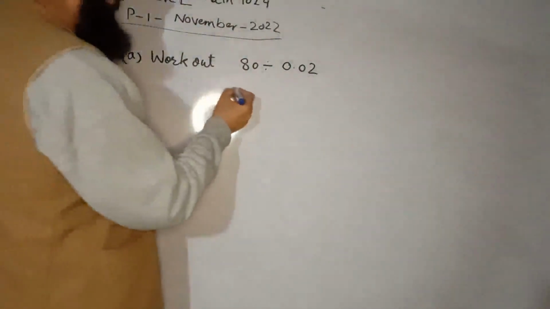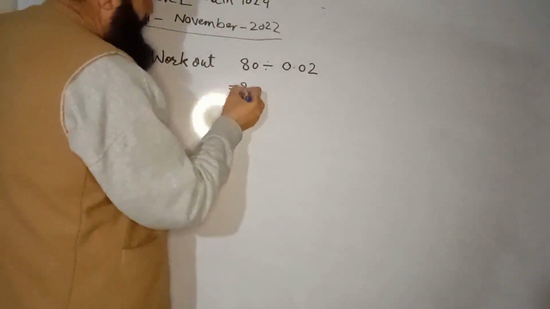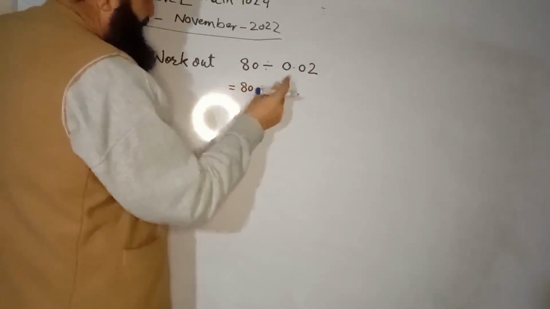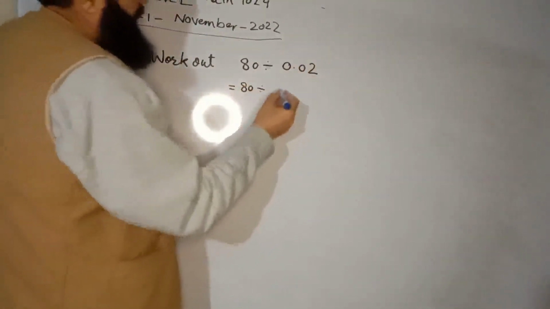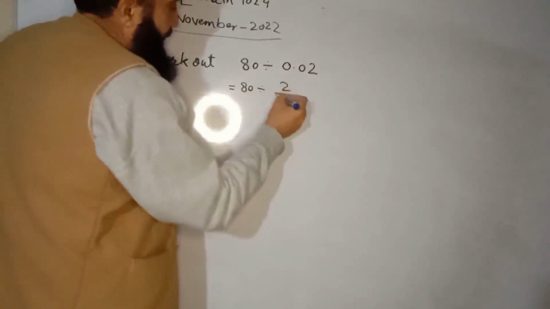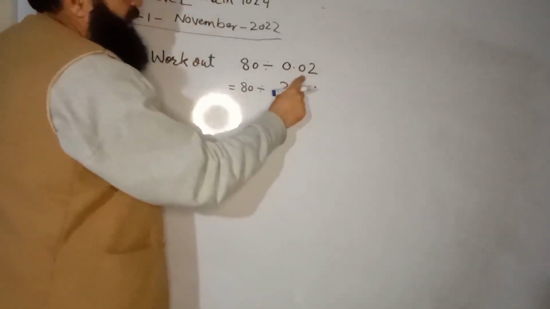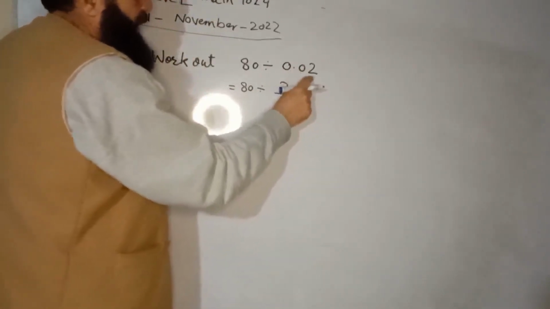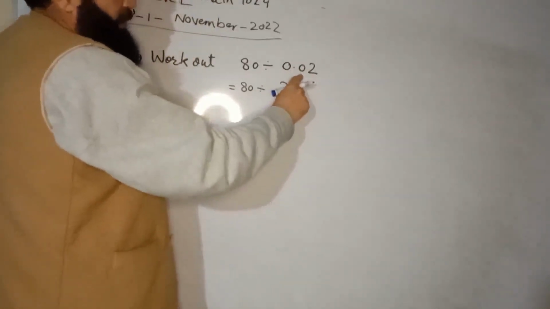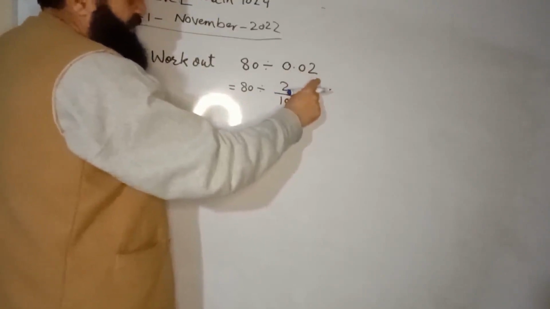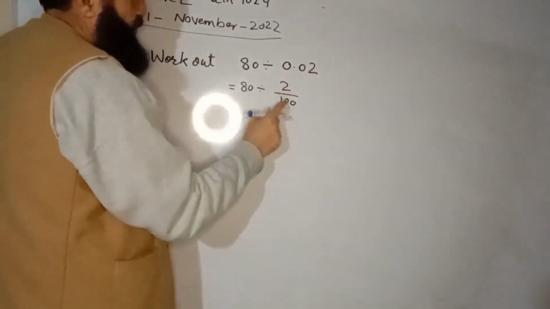How to solve it? To solve it, we will convert this into common fraction. So it will be equal to 2 over 100 because I put 1 under the decimal sign and the number of zeros under all the digits on the right hand side of the decimal point. There are 2 digits, so there are 2 zeros.